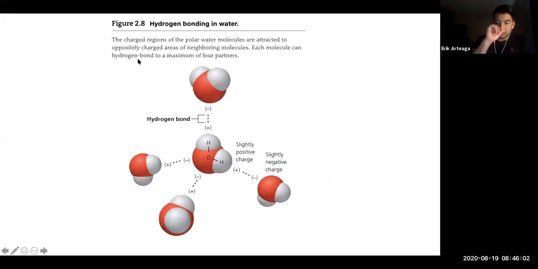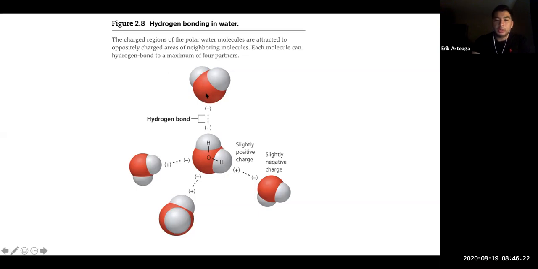So hydrogen bonding in water is very, very important. We'll talk a little bit about the importance of water right now. The charged regions of the polar water molecules are attracted to oppositely charged areas of neighboring molecules. Each molecule can hydrogen bond to a maximum of 4 partners. Okay, that's very, very important to note.